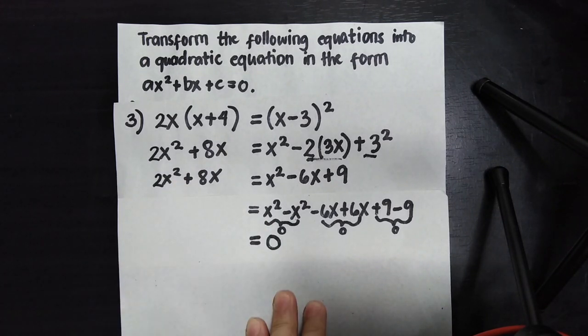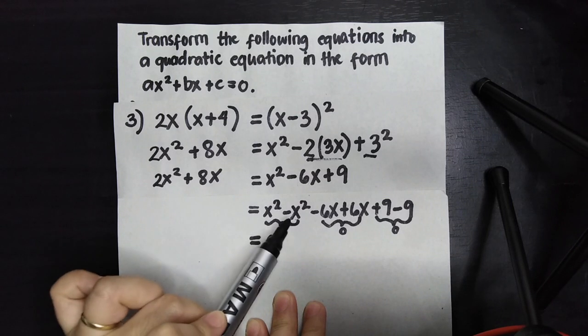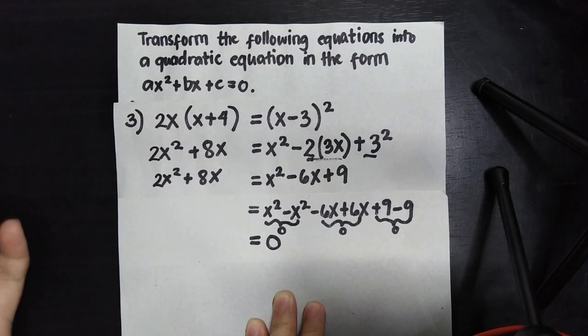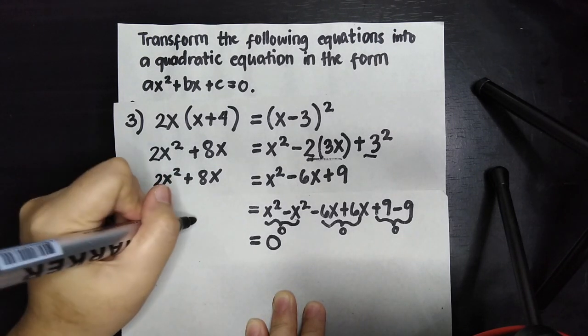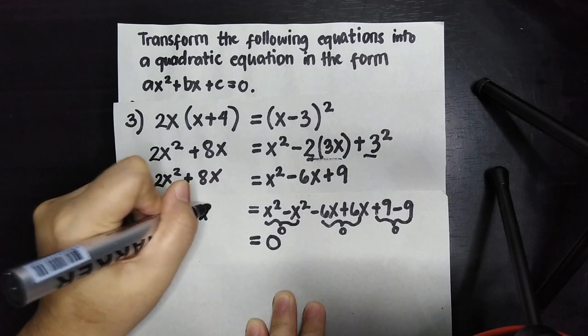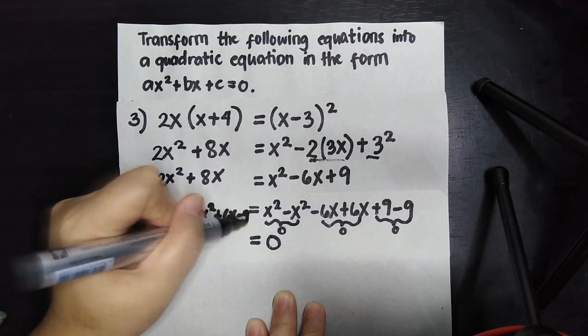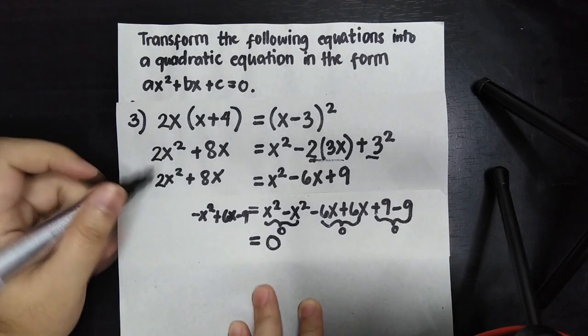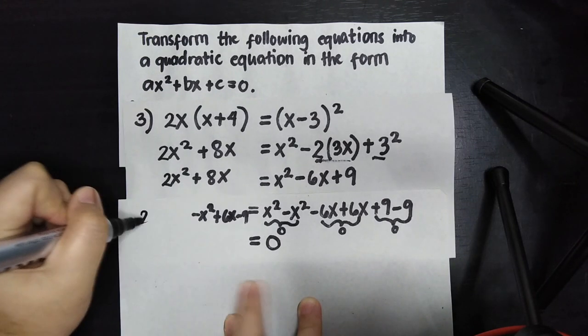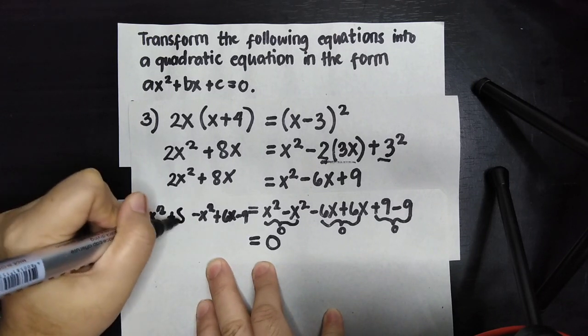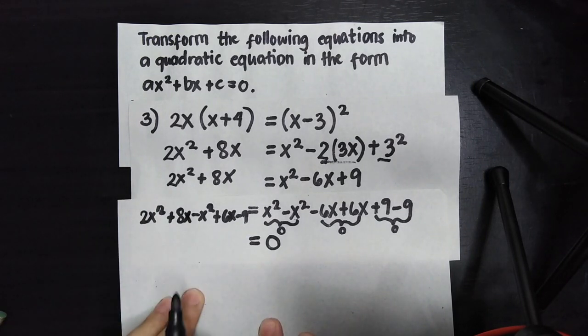And then, according to the addition property of equality, whatever you add to one side of your equation shall be added to the other side of the equation. So, what terms did we add to this side? Those are negative x squared, positive 6x, and then negative 9. Okay, and we just copy 2x squared plus 8x.